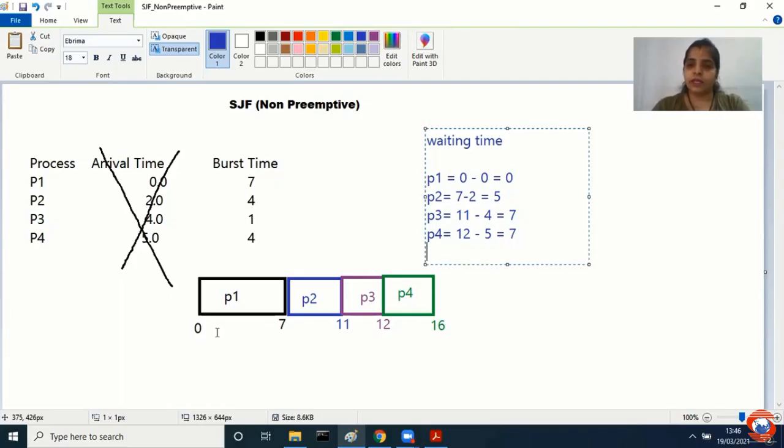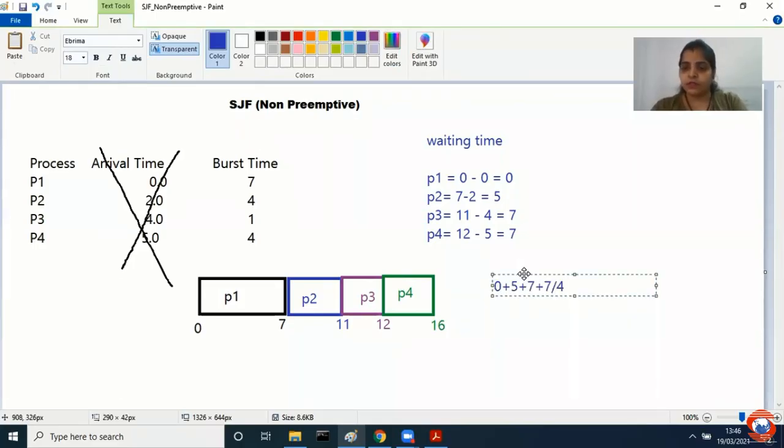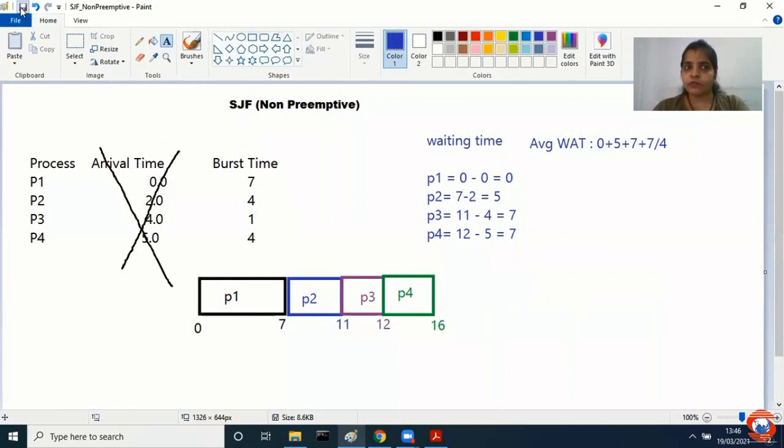What is the average waiting time? It is 0 plus 5 plus 7 plus 7 divided by 4, whatever it is. Have you understood? This will be the average waiting time. Did you all get it? The need of arrival time in case of SJF?